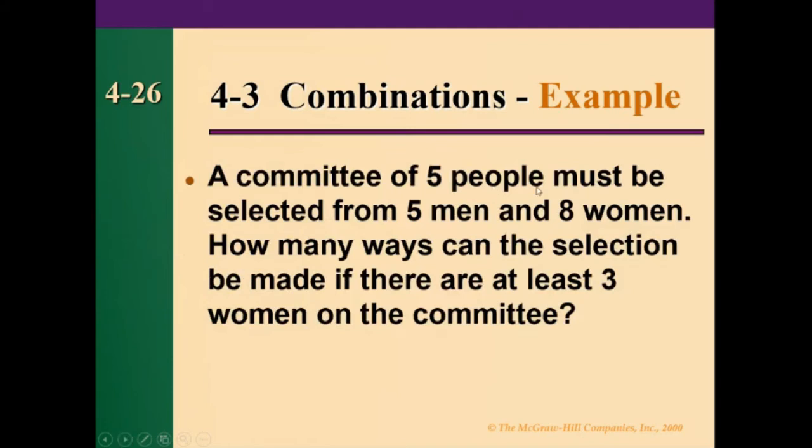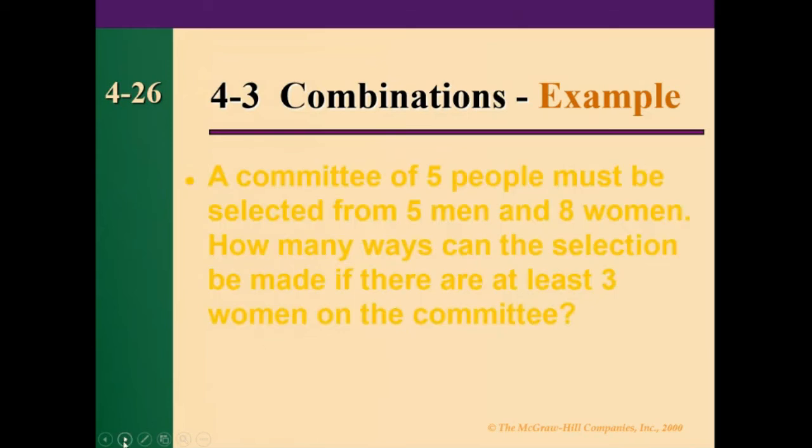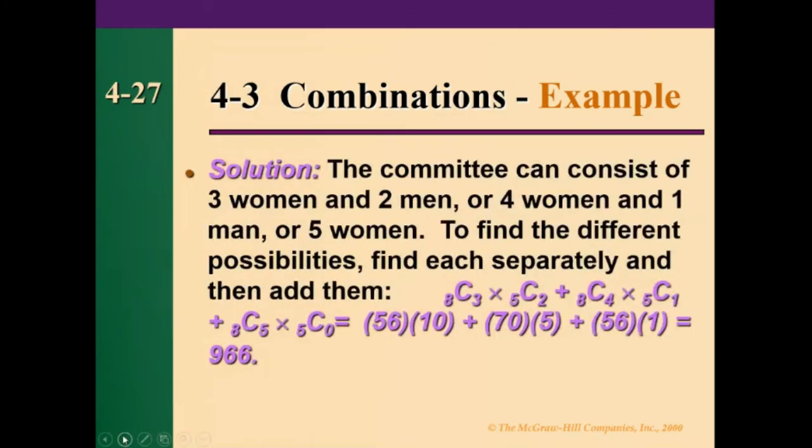So, a committee of 5 people must be selected from 5 men and 8 women. How many ways can the selection be made if there are at least 3 women in the committee? Ayan. So, mapansin nyo may at least. Tandaan nyo ha, 5 men, 8 women, tapos may at least 3 women. So, madami siya. Kung mapansin nyo, the committee can consist of 3 women and 2 men, or 4 women and 1 man, or 5 women. To find the different possibilities, find it separately and then add them.